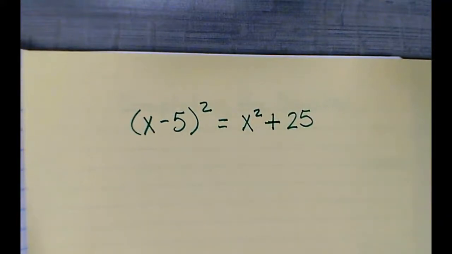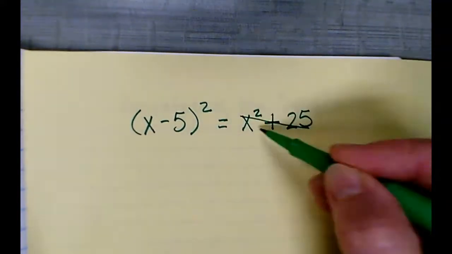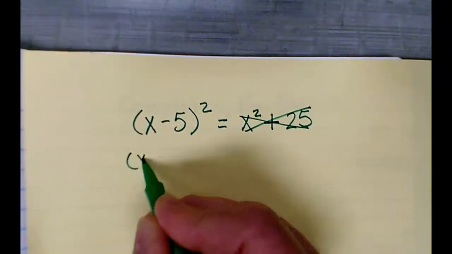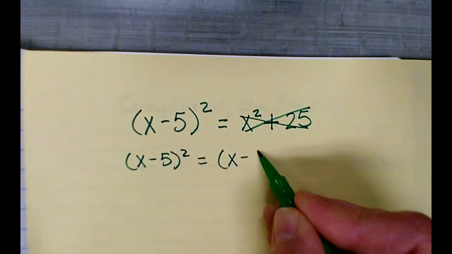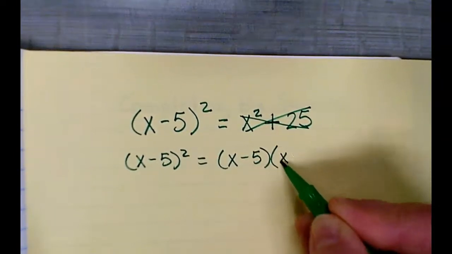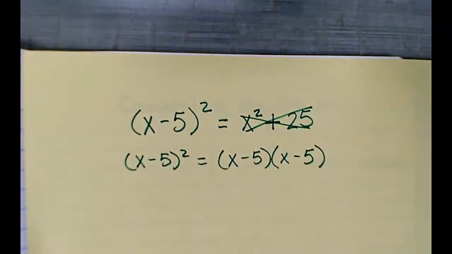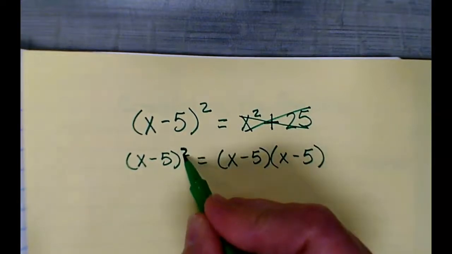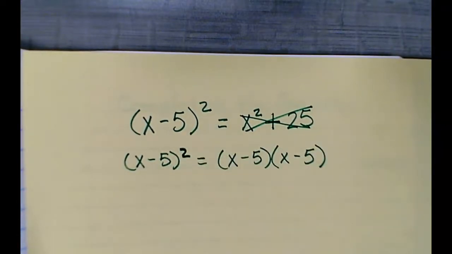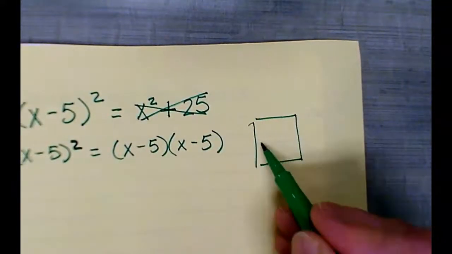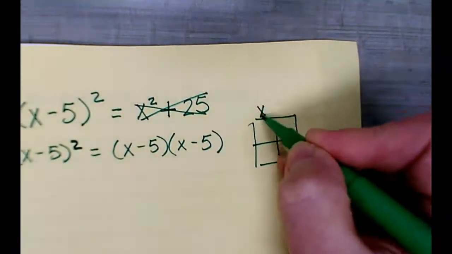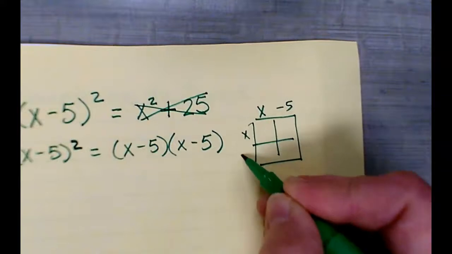Is that equal to x squared plus 25? A lot of people think it is, but that is incorrect. (x - 5) squared, doesn't the exponent mean you multiply it by itself? Isn't that what the squared means? And so one way you could figure out the answer is to do a box problem.